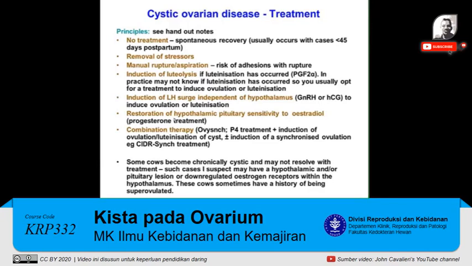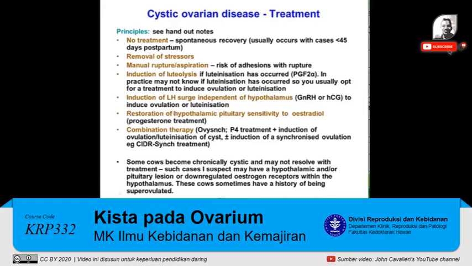You do get some cases that are chronically cystic, that is for the rest of their lives, that they just are persistently cystic cows, and these are very difficult to treat. And in such cases, they're refractory to treatment. For example, you can induce ovulation, but as soon as you get luteolysis, they just revert to their cystic state again.